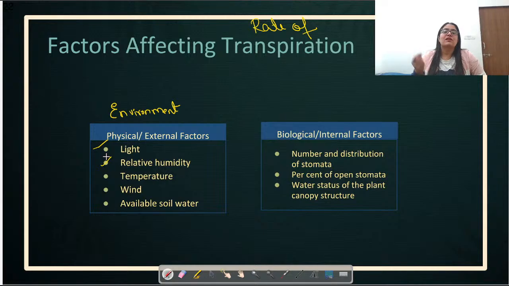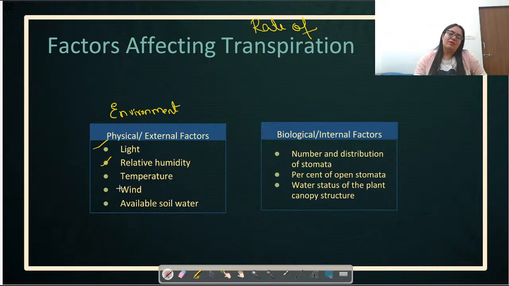So the air that is surrounding the surface of the leaf should have low humidity, should not be saturated with the vapors. If the air around the leaf surface is drier, then the rate of transpiration will be higher, because such dry air is going to absorb a lot of moisture. So the more the air absorbs moisture, the more water will convert into vapor, and the higher will be the rate of transpiration.